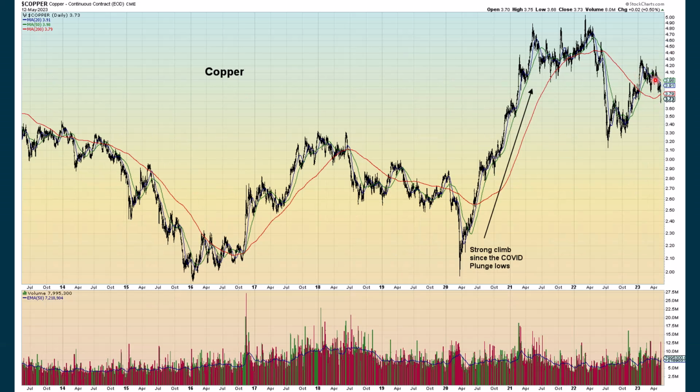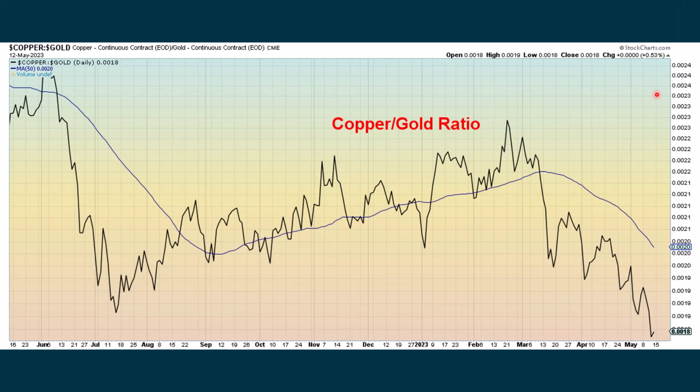Copper is really starting to show some weakness, and we call this Dr. Copper. When copper's going up, that tends to look forward at positive economic times. When it's going down, that's more pessimistic as to what will happen in the economy. It had been chopping sideways, but now we're starting to come down. However, it's still in an overall uptrend. The copper to gold ratio.